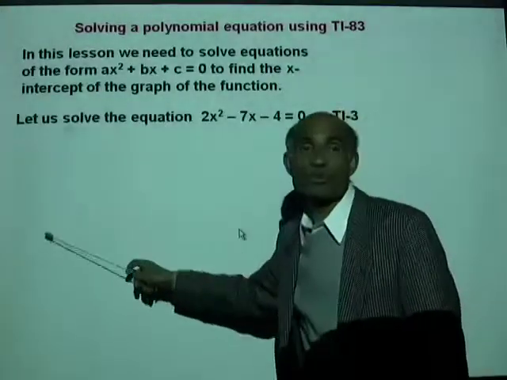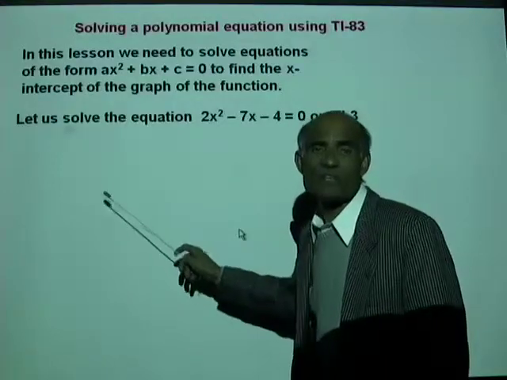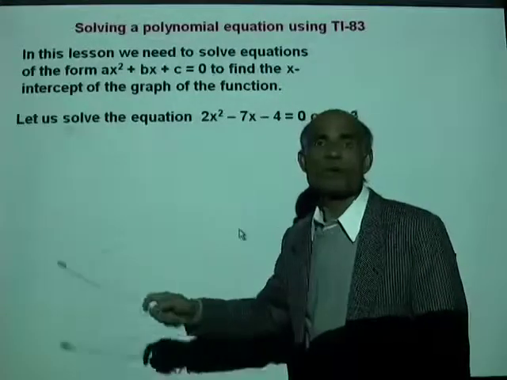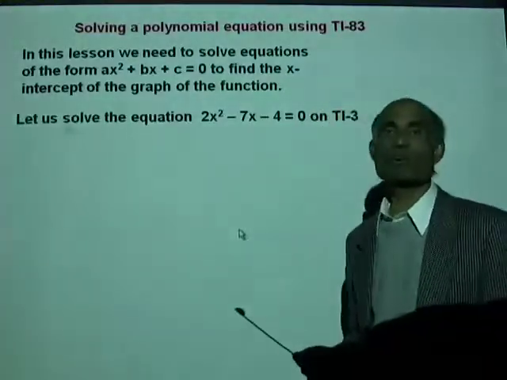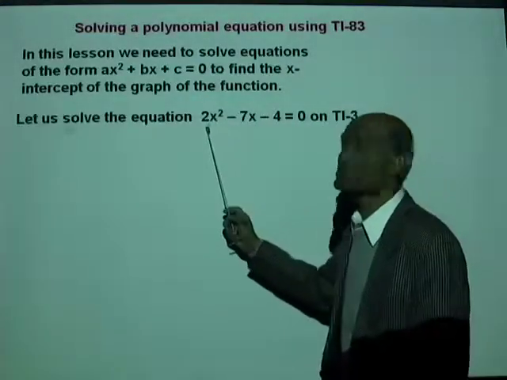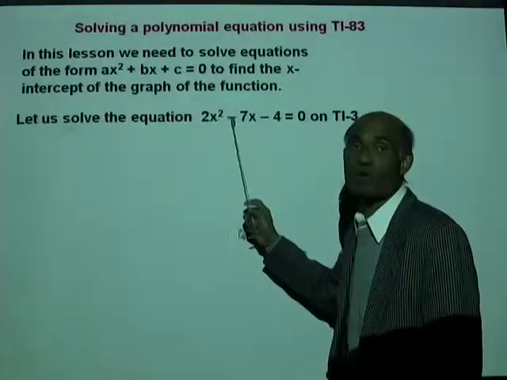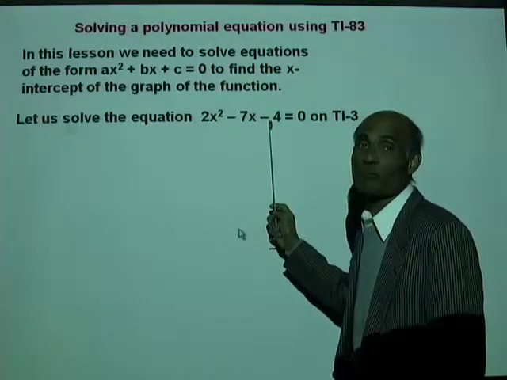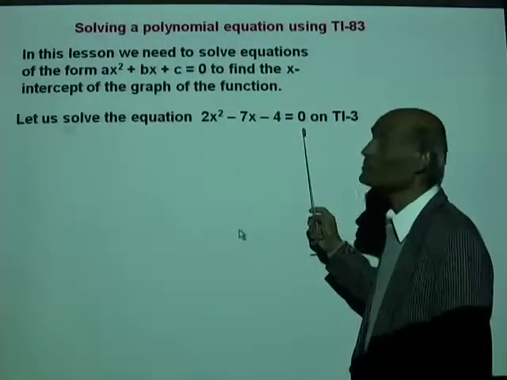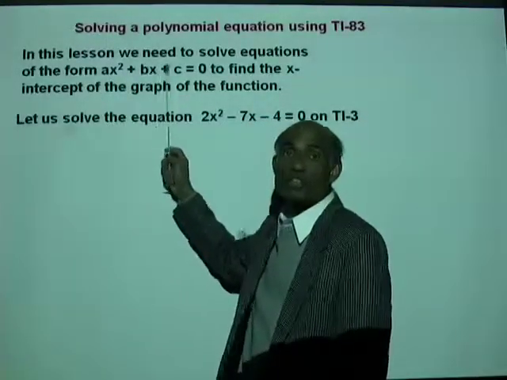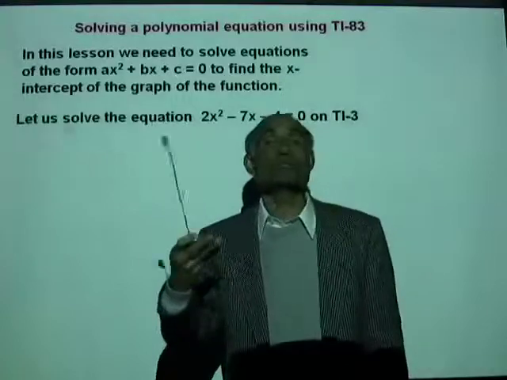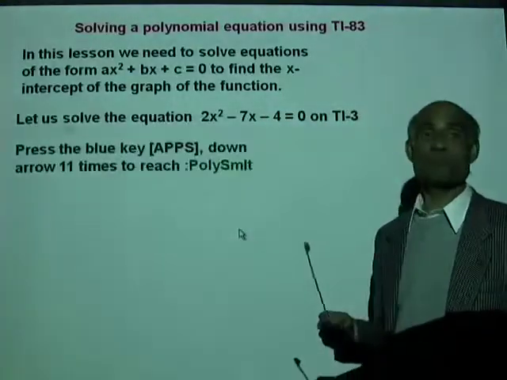I'm not going to show you the TI-83 screen, but I'm going to give you the steps. So take your calculator and work with me. We are going to solve this equation: 2x squared minus 7x minus 4 equal to 0. Is that right? Because we set the function equal to 0 to obtain the x-intercept.